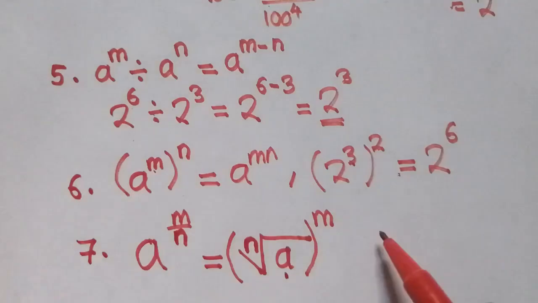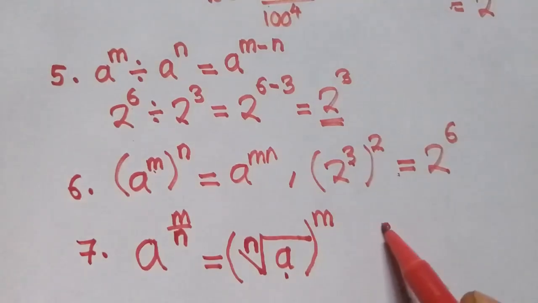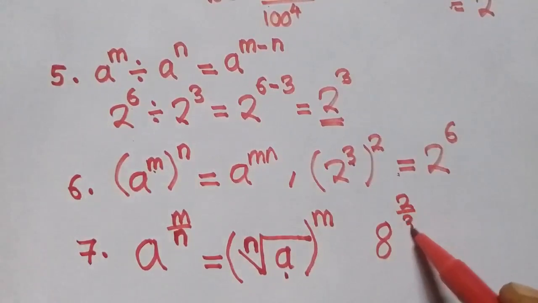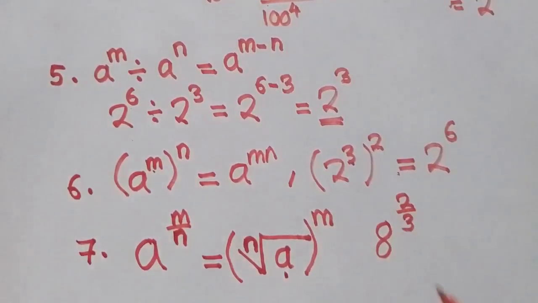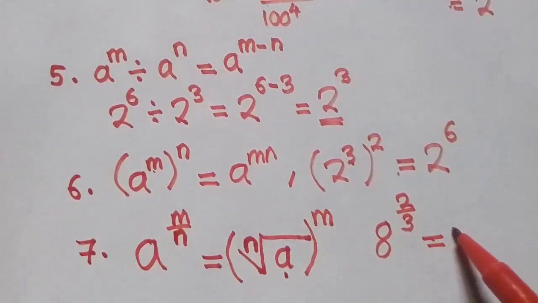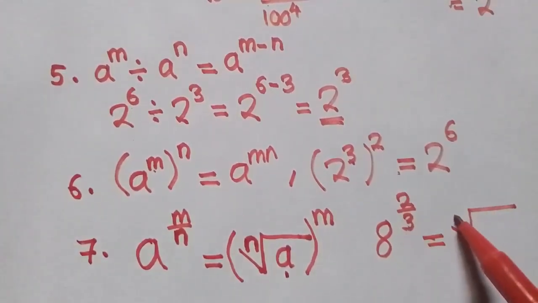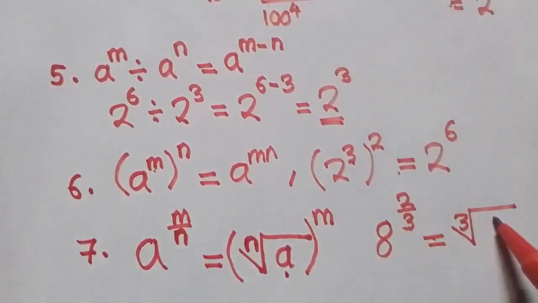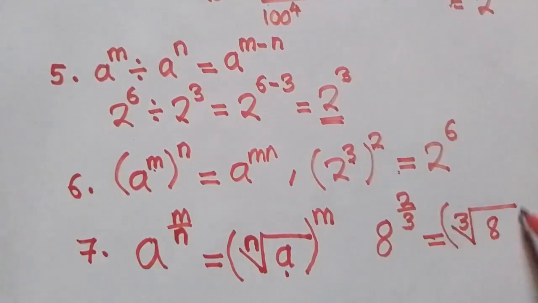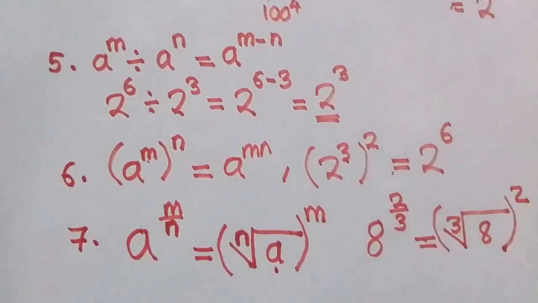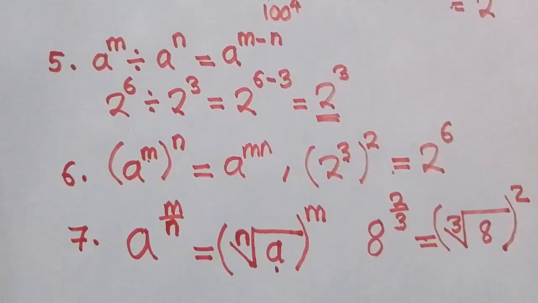For example, let me say you've got a number like 8 to the power 2 over 3. Have you seen? This is the same as, you write a root there like that. The 3 goes there, the 8 goes there. Then the power 2 comes here like that. This is just one and the same.